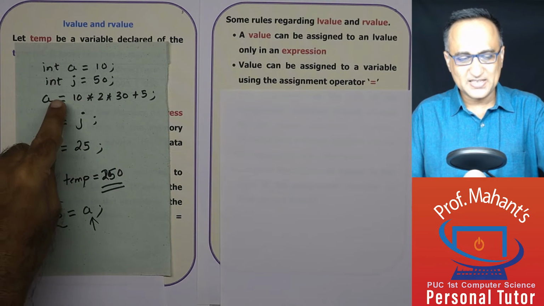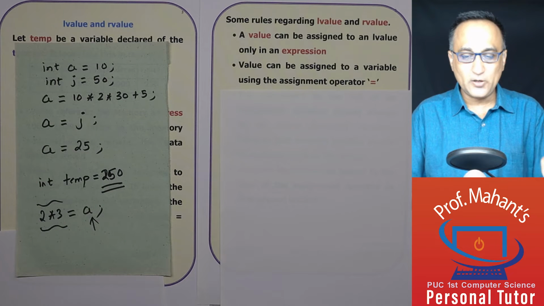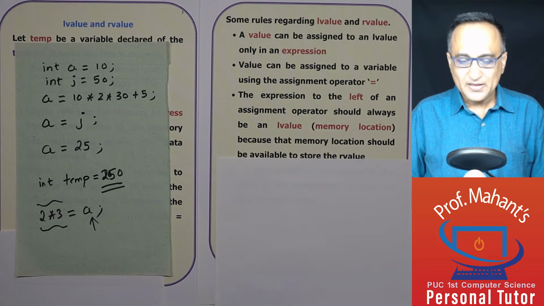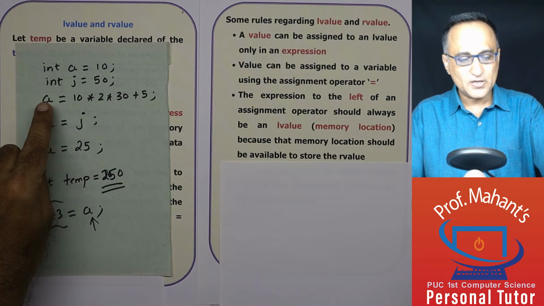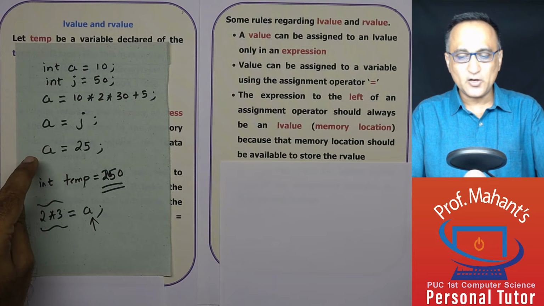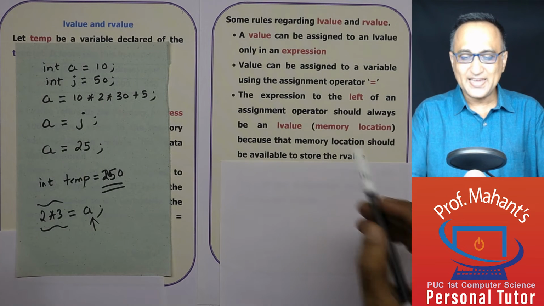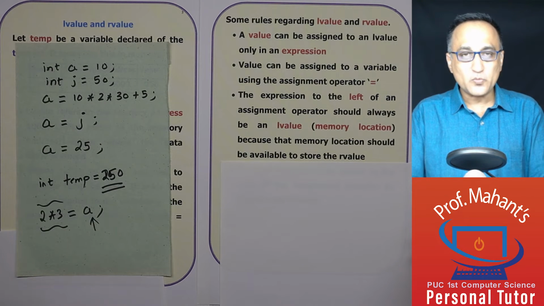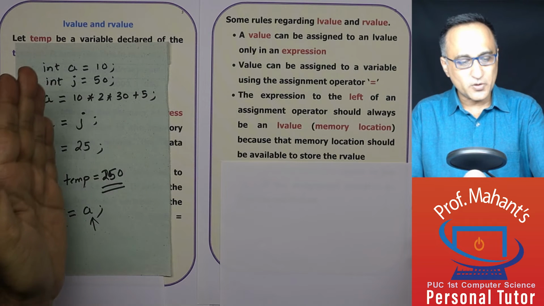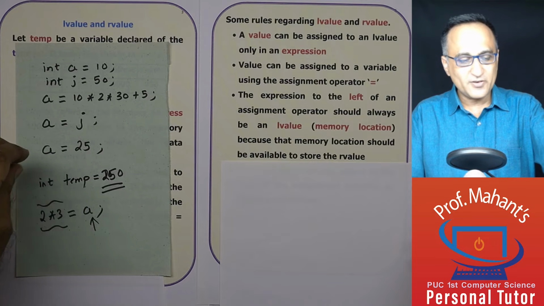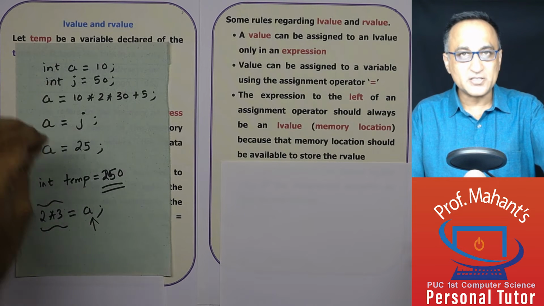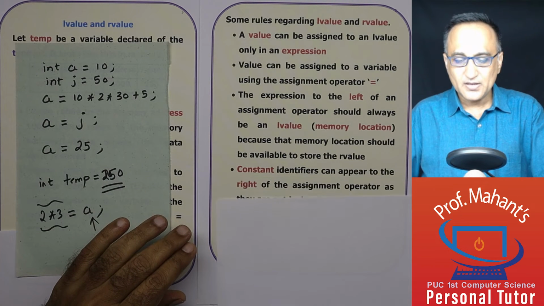Just remember, assignment is an operator. It is not equal to. Now, the expression to the left of the assignment operator should always be a memory location, also referred to as L value. Why does it need to be a memory location? Because whatever calculation you're doing on the right side needs to be stored somewhere. If it is not a memory location, where is it going to be stored?